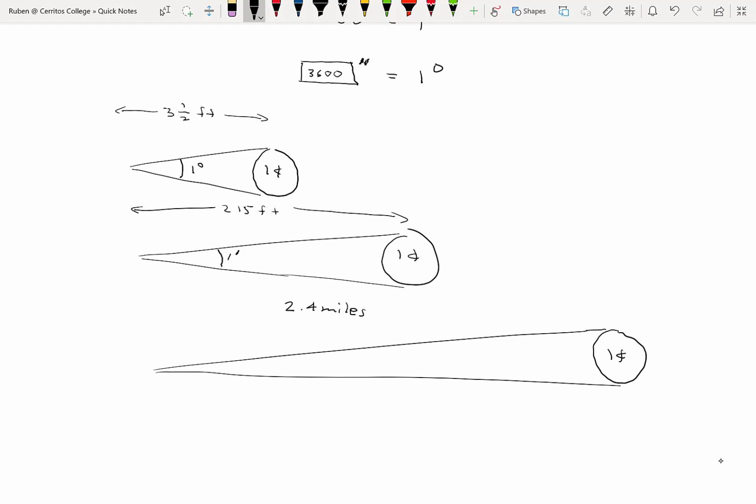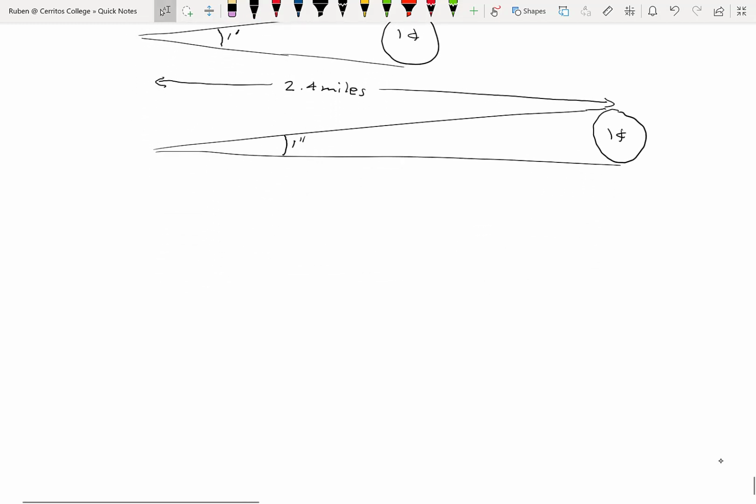2.4 miles. I think that's about the distance from Cerritos College to like Del Amo. Not the fashion center, but the street. That one angle, it's going to be microscopic. That's 1 second. So why would we need such tiny angles? We would need such tiny angles in astronomy because the angles subtended from our eyes to stars out in space are extremely tiny. Okay, so that takes us to degrees, minutes, seconds notation.